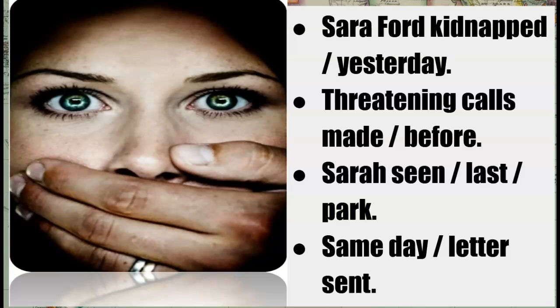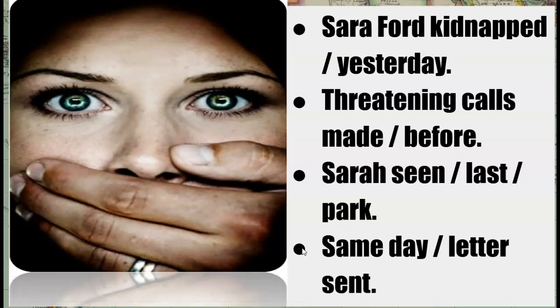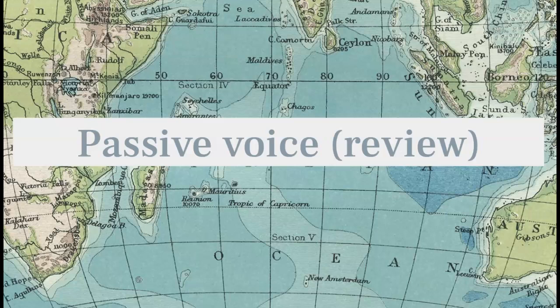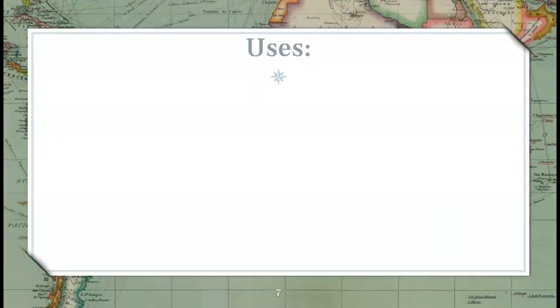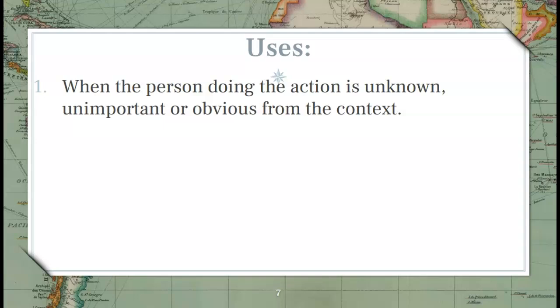Then "same day letter sent." For these words, we could say that the full sentence is on the same day a letter was sent. So we are using passive voice, and we use passive voice in different contexts. The most important uses are when the person doing the action is unknown, that is when we don't know the subject, or it is not important, or it's also very obvious from the context.